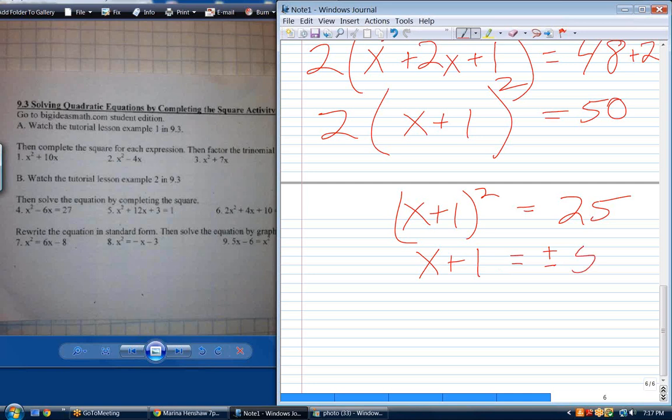Okay. Better late than never. Okay. So x is equal to what? Now, at this point, rather than writing plus or minus 5 minus 1, let's go ahead and solve for both x's. x equals 4 and x equals negative 6. Very good.